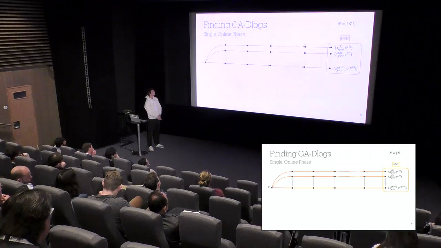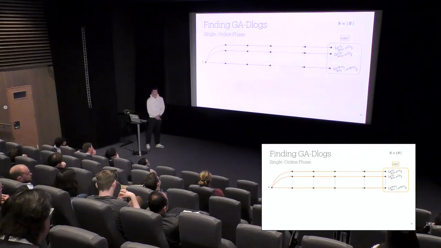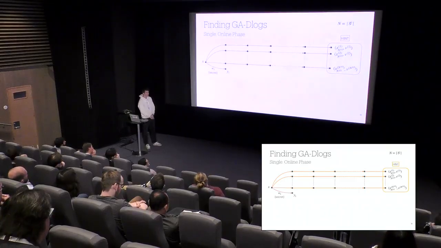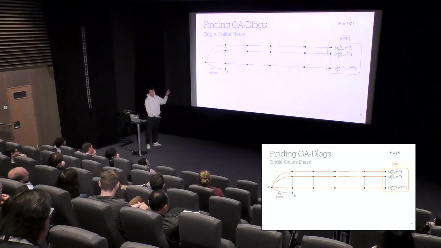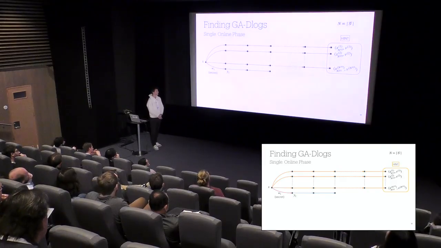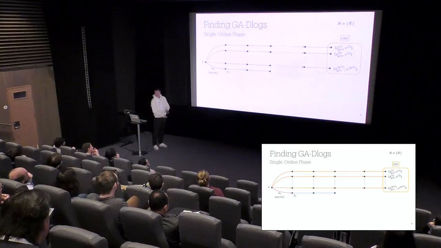Good. Now we can switch to the online phase, in which we're given an instance of the group action D-log problem. So we're given y1, and we want to recover w1. Now we can perform a memory-less walk again from y1. And let's for now assume that this blue walk, this online walk, collides into one of the pre-computed walks.